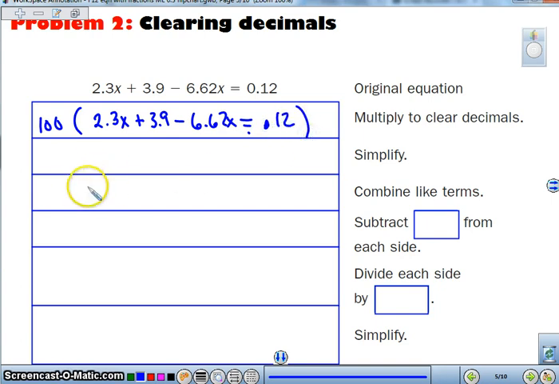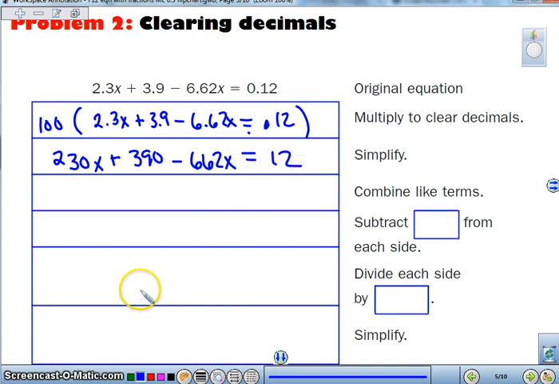So if I multiply by 100, I am now looking at 230x plus 390 minus 662x equals 12. When I add my like terms, 230 and negative 662 are on the same side of the equation. That means I'm actually going to take 230 on my calculator minus 662, and I get a negative 432x plus 390 equals 12.